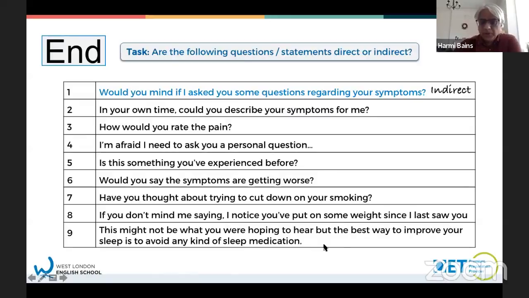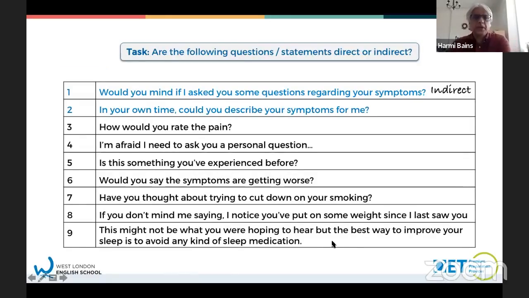That's great. It's brilliant. In fact, if we quickly go through these, then number 2, "In your own time, could you describe your symptoms for me?" This is an indirect way of asking a question, and actually quite a nice little phrase at the beginning, "in your own time." If you're dealing with a sensitive issue, if your patient is upset, it's just a really nice way. In a way, it's a nice way to show sympathy as well. So it's a nice little question.